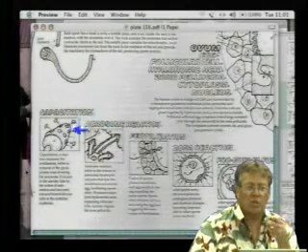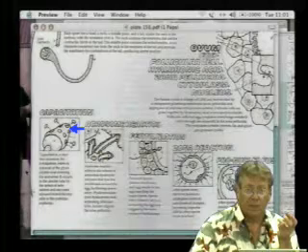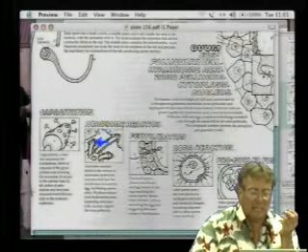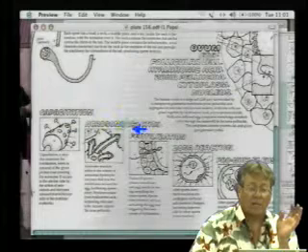So capacitation is the preparation of the acrosome. The acrosome reaction is the release of the hyaluronidase. Hyaluronidase, the enzyme.